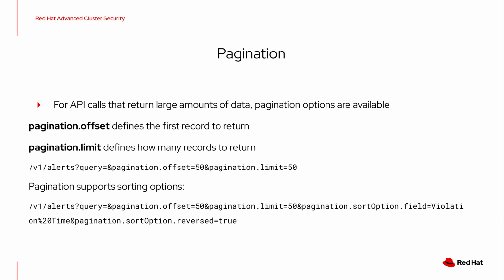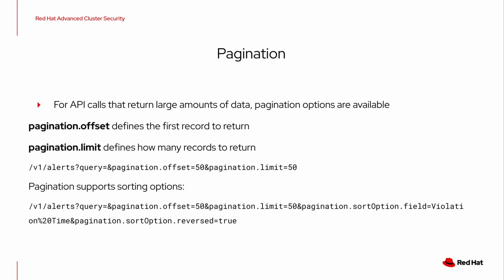There's both an offset, which defines which record to start with, and a limit, which tells you how many records to return. Pretty simple. Pagination also supports sorting options, so you can specify how you want the data sorted when it comes back to you. Again, saving time and effort on some of the logic on your side. Let the API do it, let Central do it.